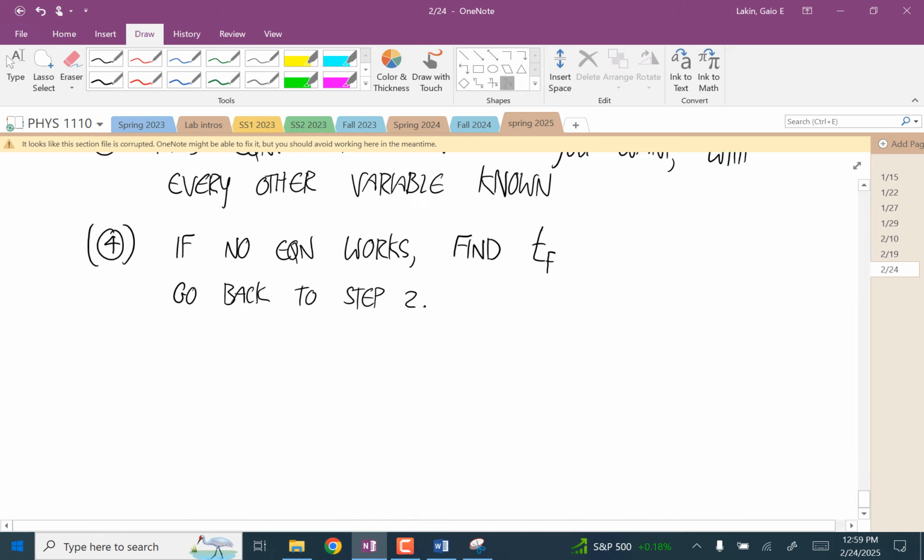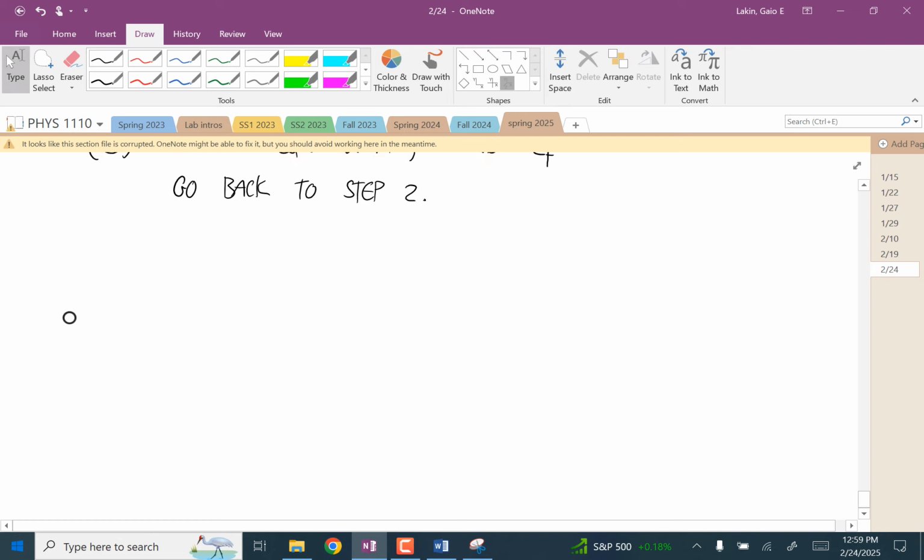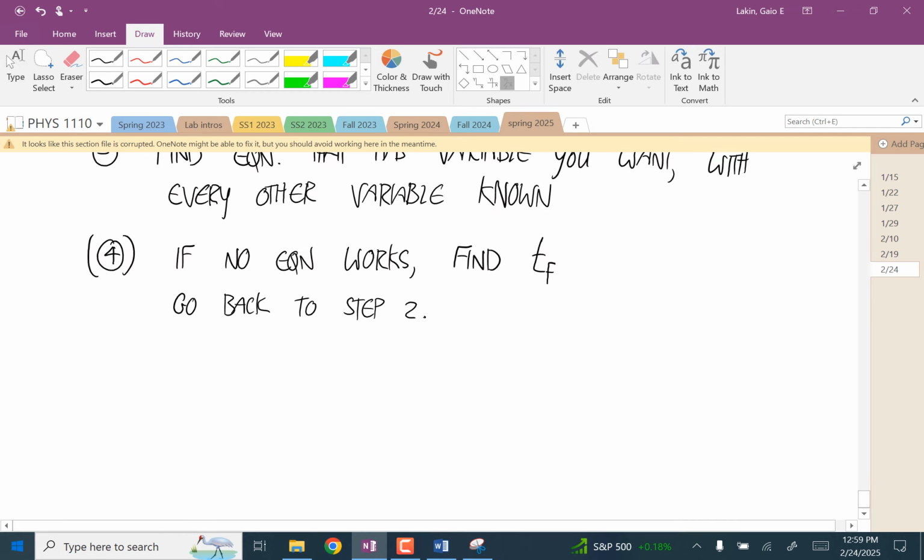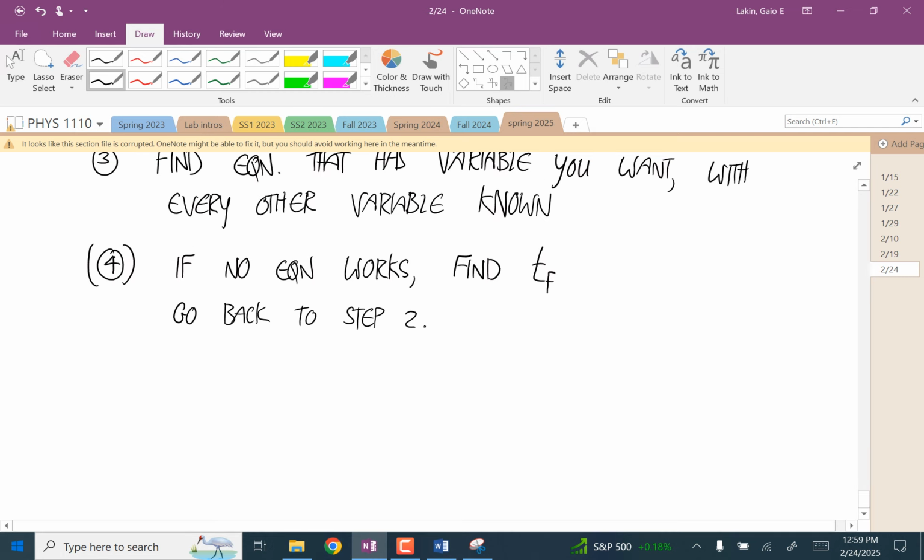All right, well, let's do one problem. If no equation works, solve for time final, and then go back to step 2. I want you to notice as you're thinking through this stuff, don't think of this as all new stuff. Think of it as just extensions of the stuff you've already done with one dimension.